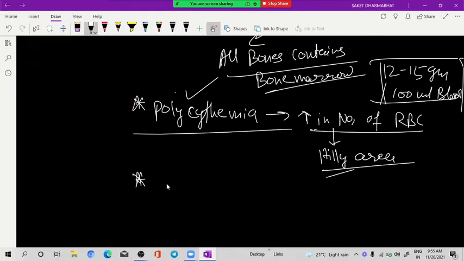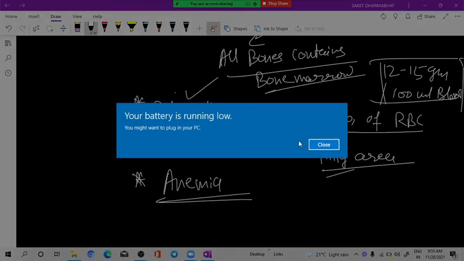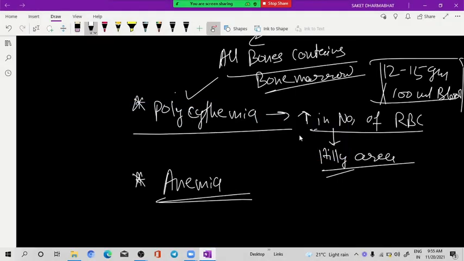Decrease in number of RBC is called as what? Erythropenia. No. Anemia. This is what? Anemia. One minute. A decrease in the number of RBCs is actually erythrocytopenia. Yes, sir, in our 10th textbook it is printed, and in our NEET material also it is given.